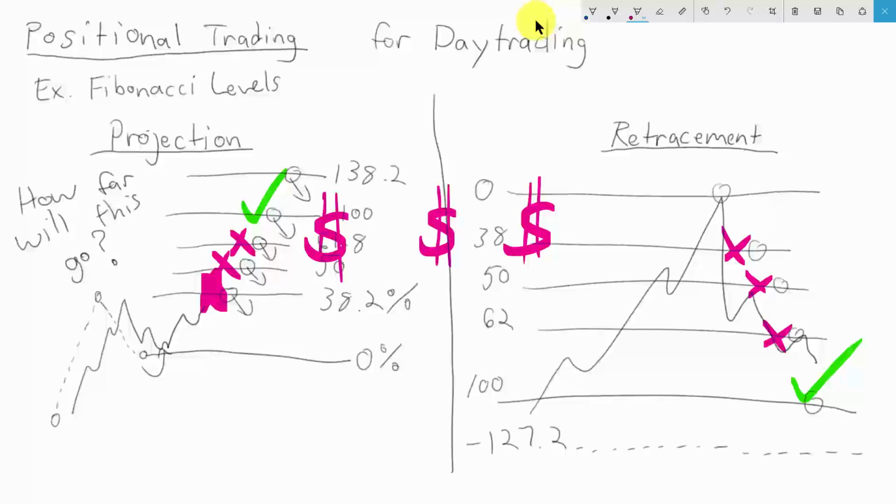Another thing to look at as far as positional trading goes, next up would be moving averages.